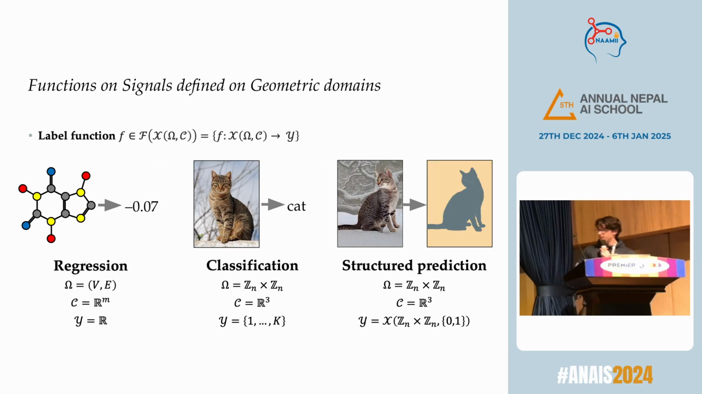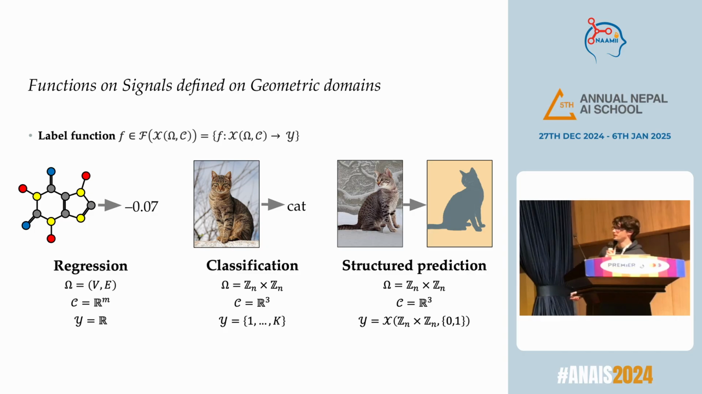So then we have the label function. We said before that we were mapping the geometry to a C-valued vector space, but we also have label functions that map the space of signals to the space of labels. So this is the third component that we're discussing. And Michael showed a very similar picture before.